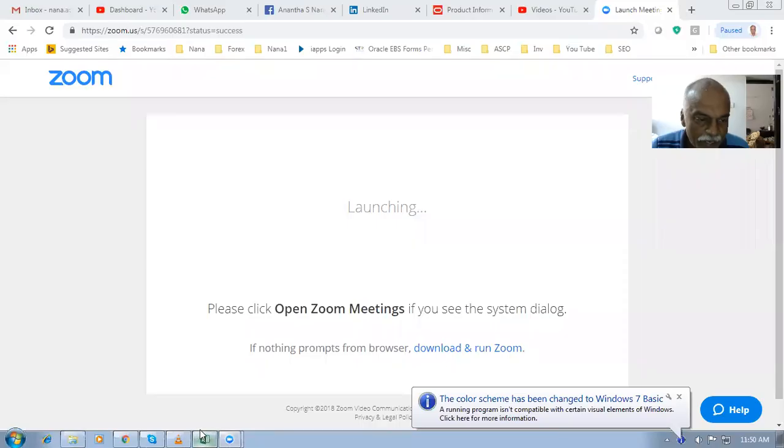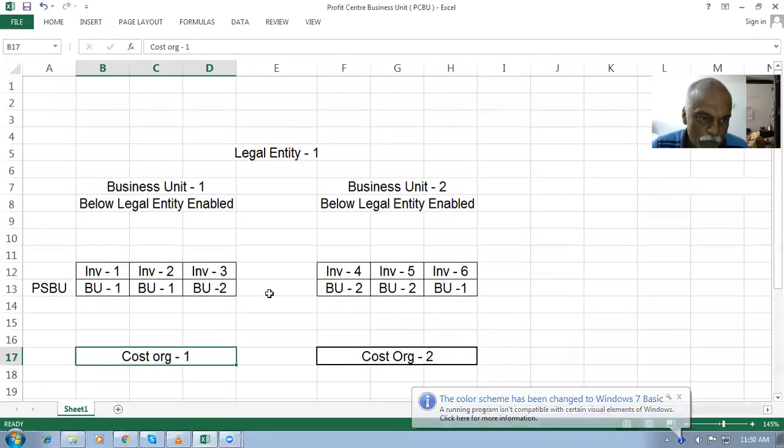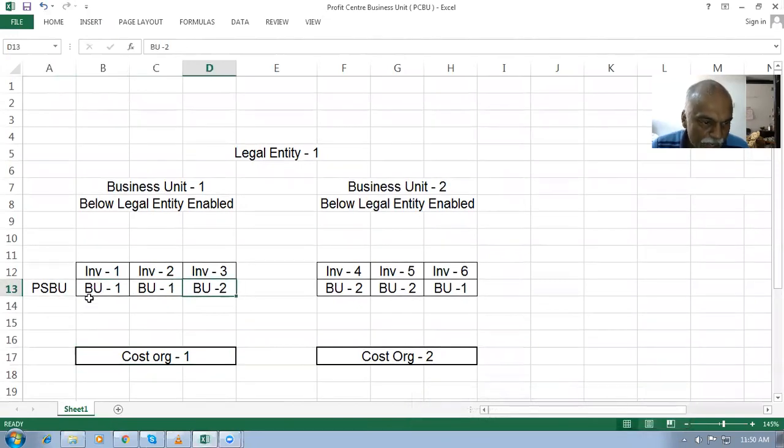I asked two questions. The first one is: if you have the profit center BU as multiple BUs, can I associate them to one cost org or not? He tells me no, it's not possible. For a cost org, the inventory orgs must belong to the same PSBU, and only then can we associate them to one cost org. We're going to see the costing on Monday, and I'll be explaining it again then. So if they belong to multiple profit center business units, we cannot put them under the same cost org. That is his first clarification.